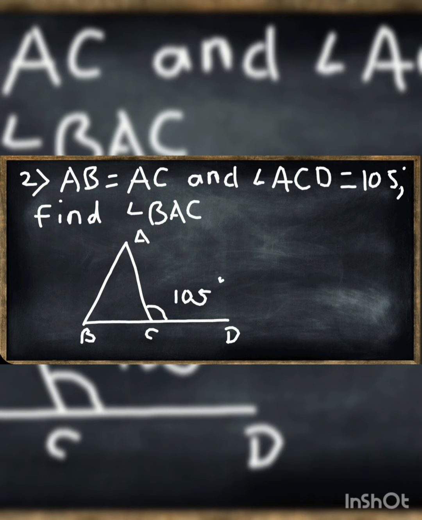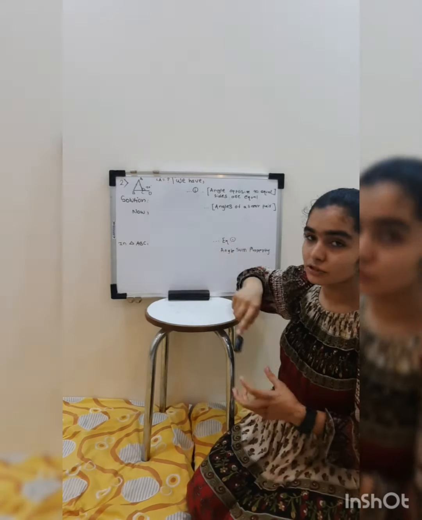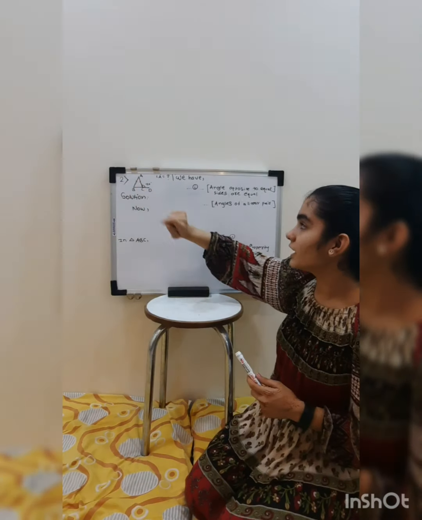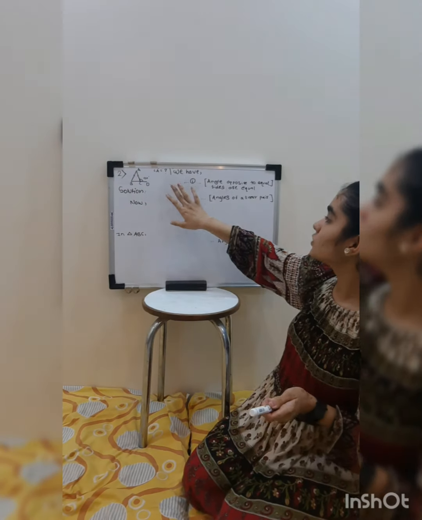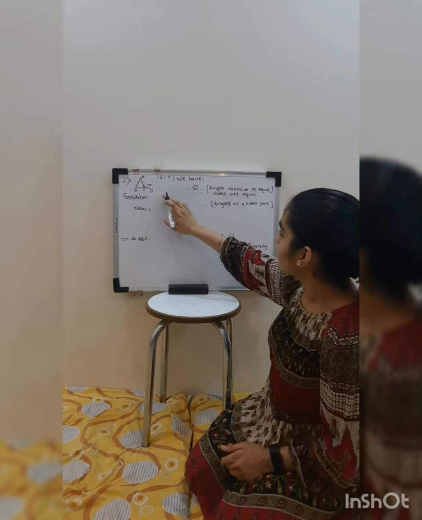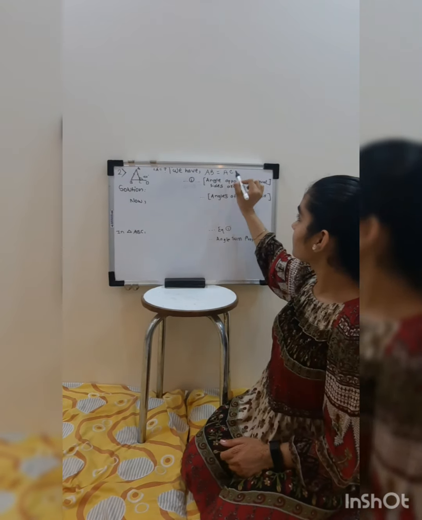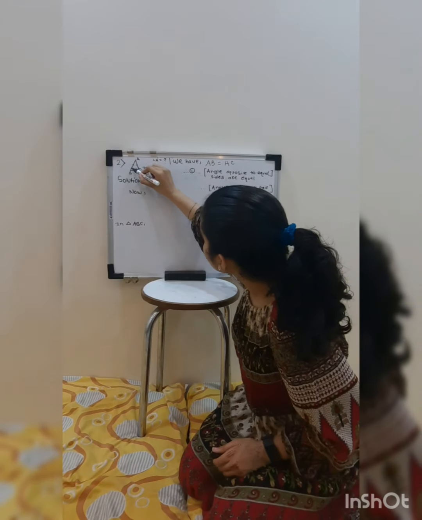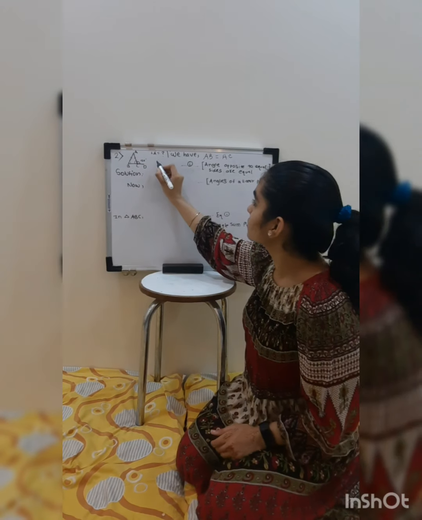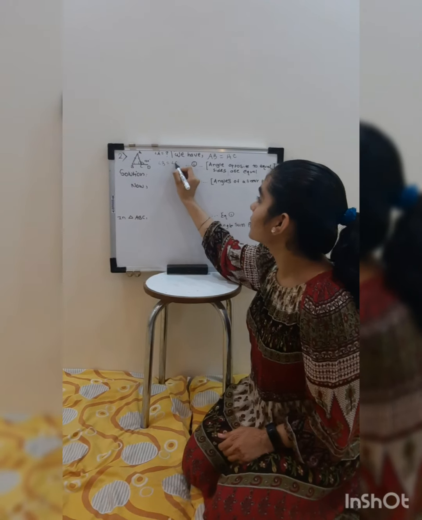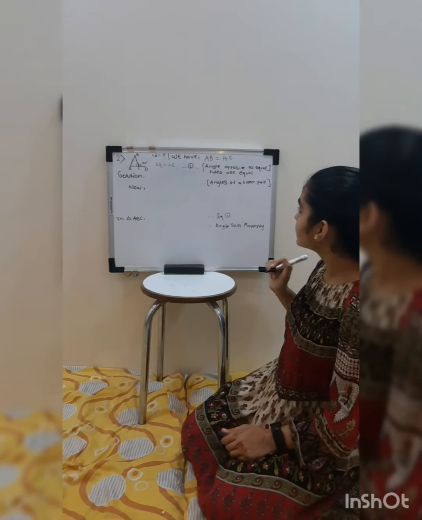The second example is: AB equals AC and angle ACD equals 120. Find angle BAC. As per our second question, it was given that angle ACD equals 120 and AB equals AC, and here we have to find angle A. The diagram we have given already. Given that AB is equal to AC, we conclude that angle B equals angle C, because angles opposite to equal sides are equal. So our first equation is angle B equals angle C.